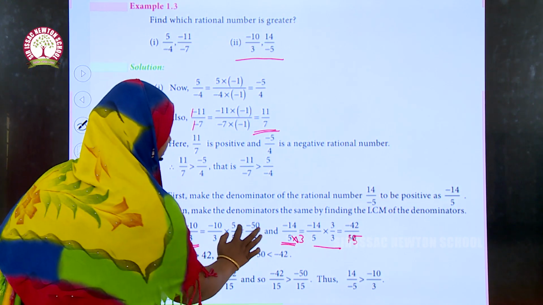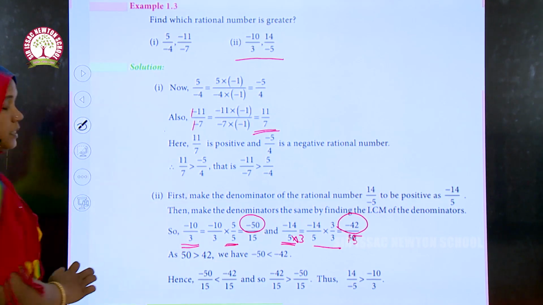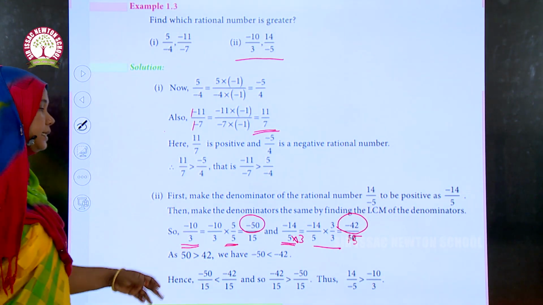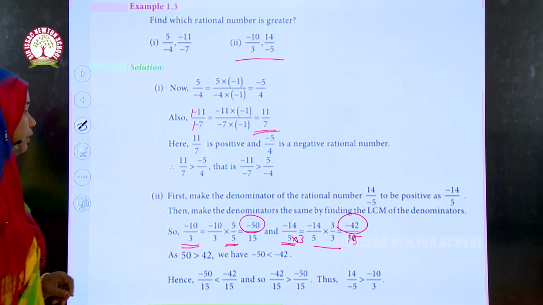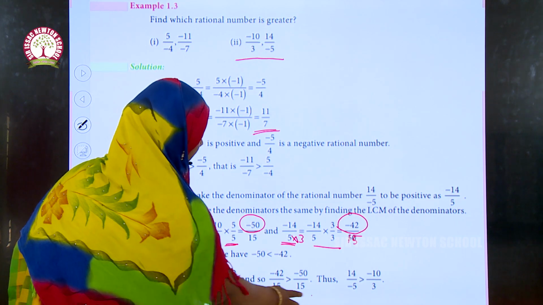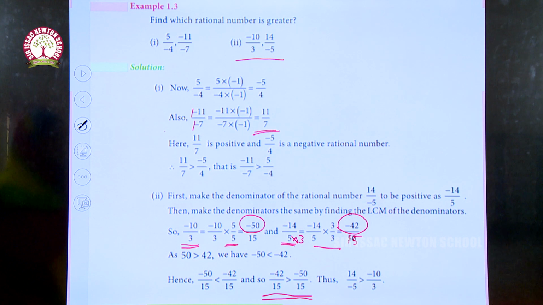Now see which is greater, minus 50 or minus 42? You all know minus 42 is greater than minus 50. Therefore minus 42 by 15 is greater than minus 50 by 15.